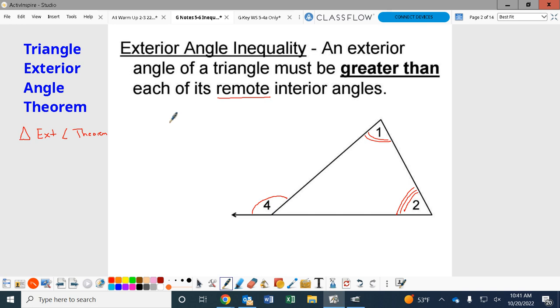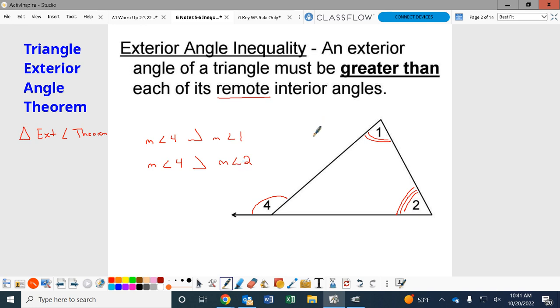So we can say that the measure of angle 4 is going to be greater than, it's hard to put a greater than and less than symbol when you're doing the angle symbol, so be careful. The measure of angle 4 is greater than the measure of angle 1. The measure of angle 4 would also be greater than what else? Measure of angle 2. Perfect.